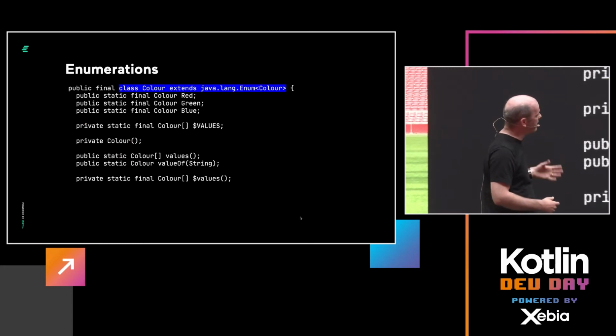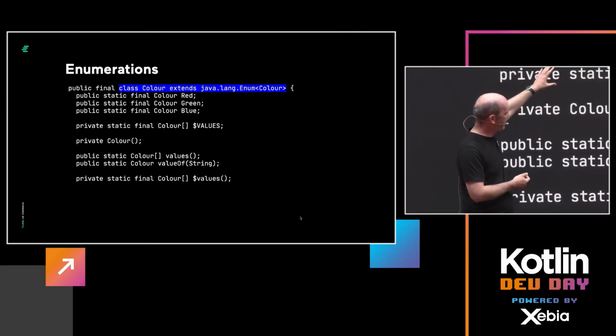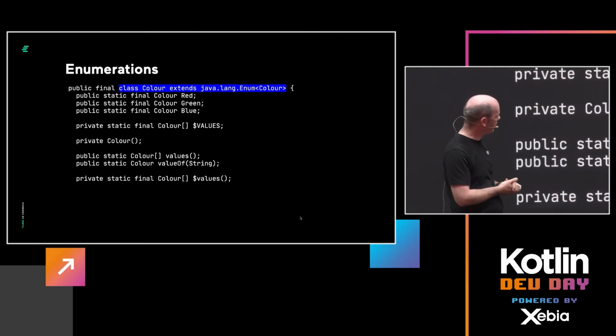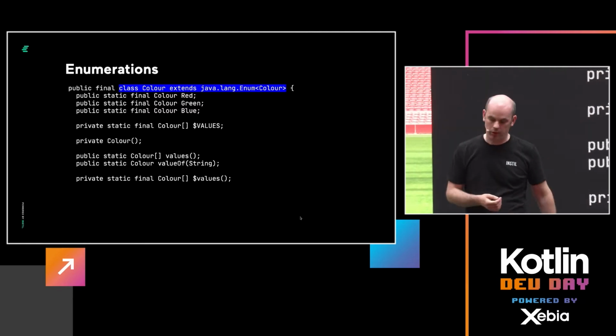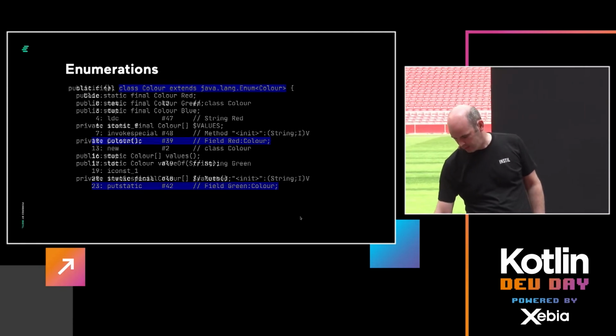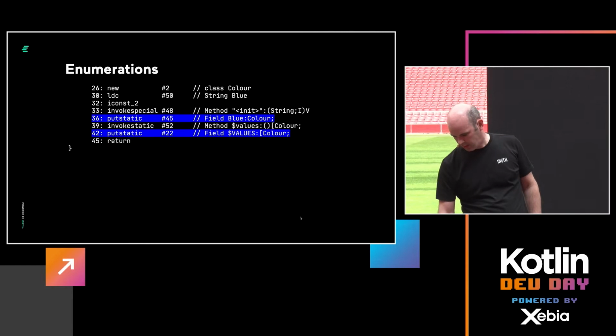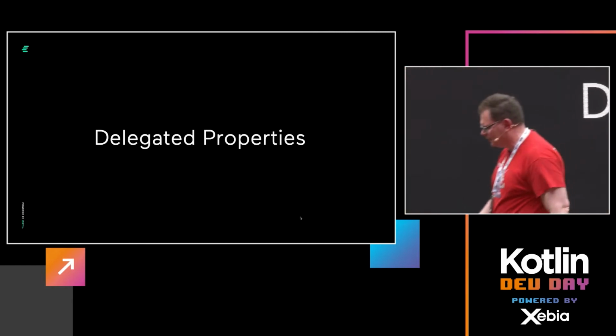And again, just behind the scenes, we've got an implementation of a Java lang enum. We've got static final fields of the types that we're wanting, and then we've got this array of the values that allows us to iterate through. So once again, a nice little shortcut to make things a little bit easier for us. Okay. Very good. Then the next one, delegated properties.